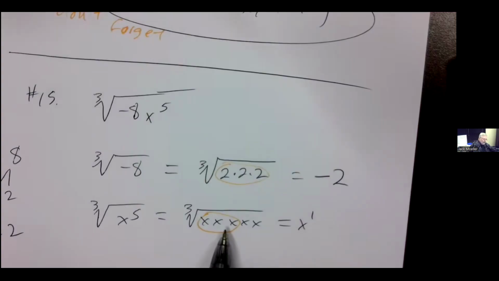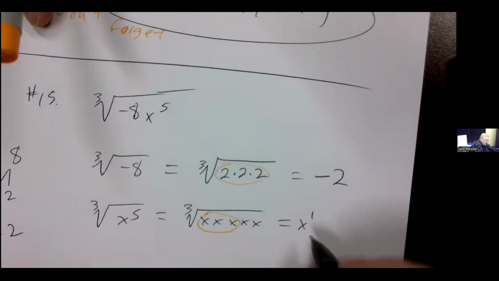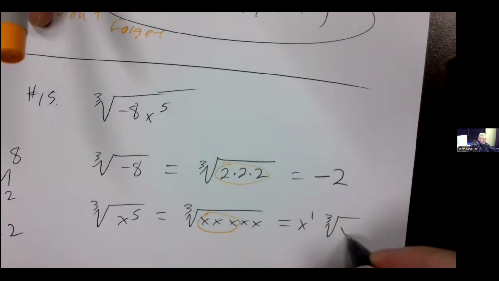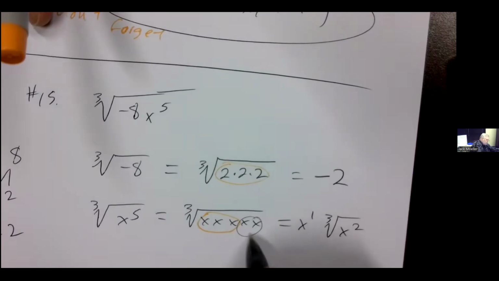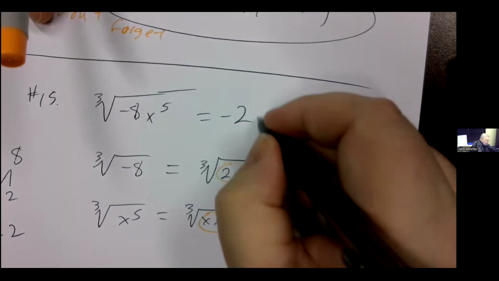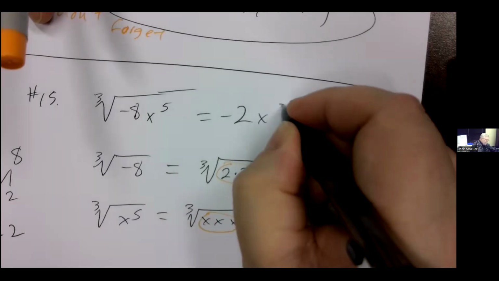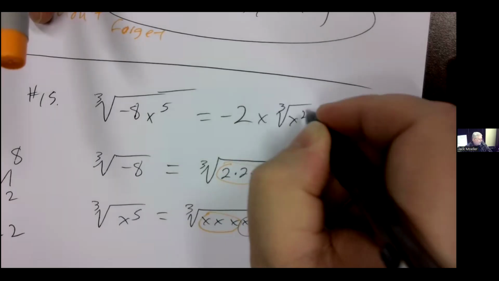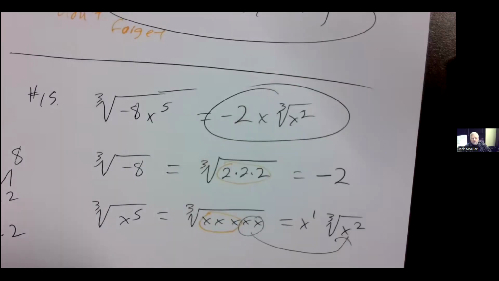And then left over, we have 2 x's. So we'd have the cube root of x squared. It's what's inside. Then our final answer is -2x cube root of x squared. So you're definitely going to have a problem like this, probably maybe a little bit messier. Like it could have an x and a y.